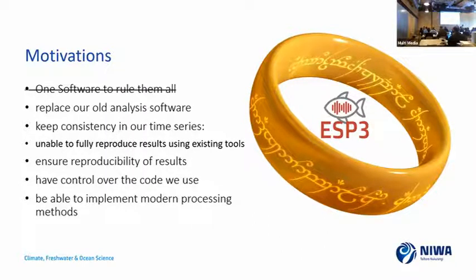Basically, we wanted to replace our old analysis software because it was becoming irrelevant and couldn't work with the amount of data we're producing nowadays. One other critical thing was that we wanted to keep the consistency in our time series. We tried to use commercial softwares, and we couldn't get closer than 10% to our previous results. That also underlines the fact that when you don't have open source software, you can't pinpoint where you're diverging from your results, which was a big problem in our case.